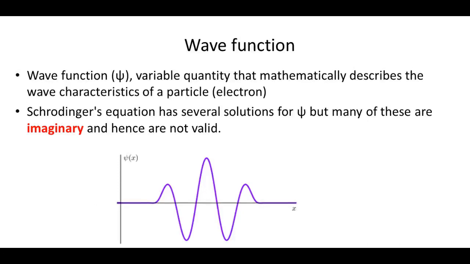A wave function is a function which mathematically describes the wave characteristics of a particle. In our case, the wave characteristics are the behavior of an electron in three-dimensional space. Most of the wave functions are imaginary, hence are not acceptable. There are some conditions for a particular wave function to be acceptable.